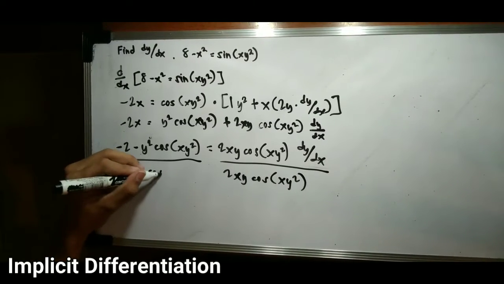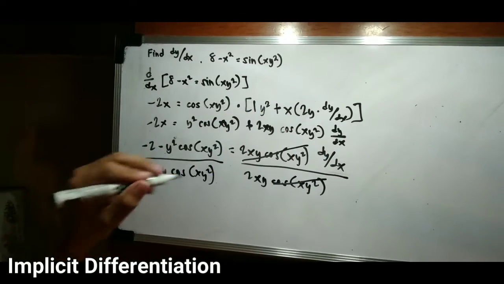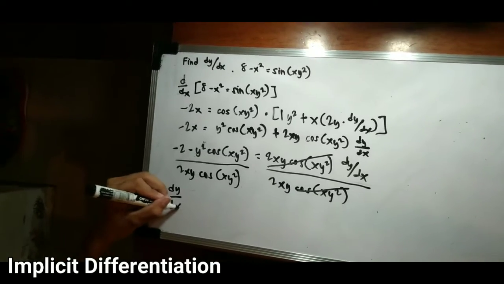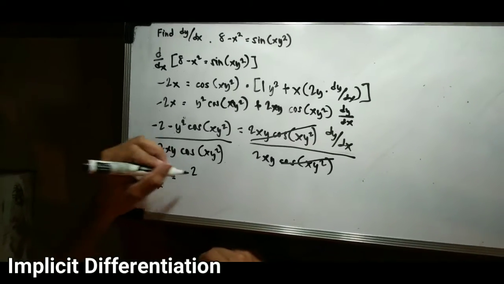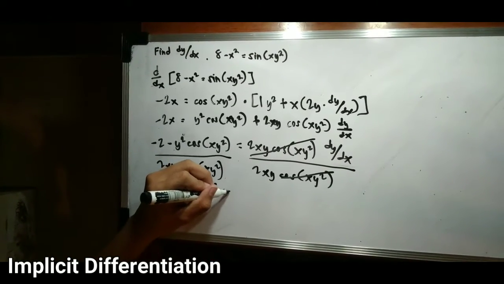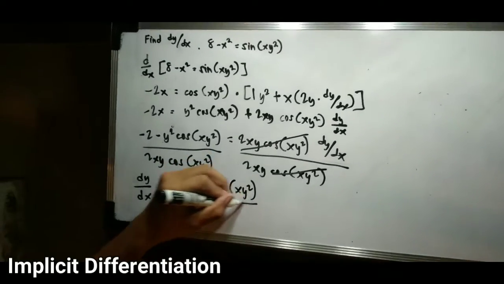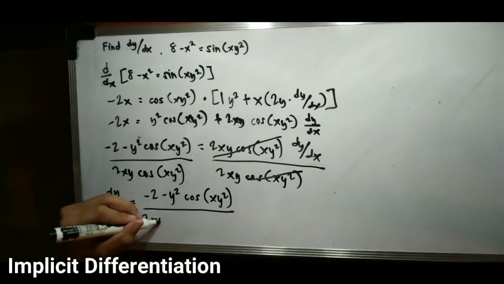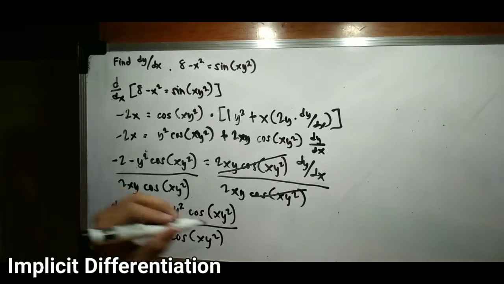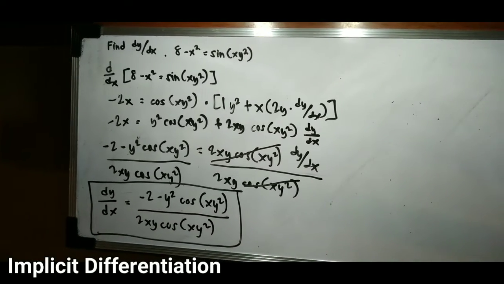2xy cosine xy squared. Cancel this out, and we will now be left with dy over dx is equal to negative 2 minus y squared cosine xy squared all over 2xy cosine xy squared. So this is our final answer. Okay.